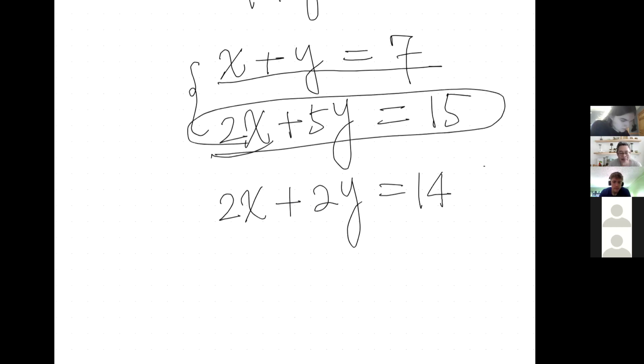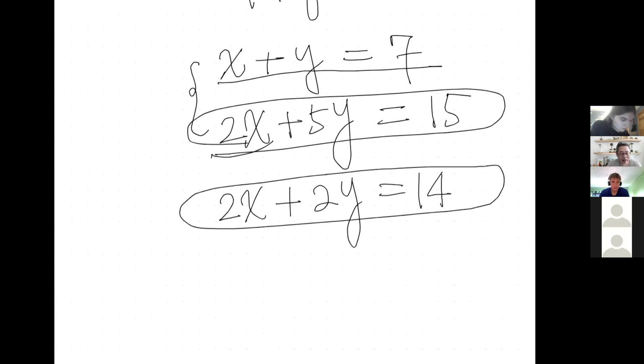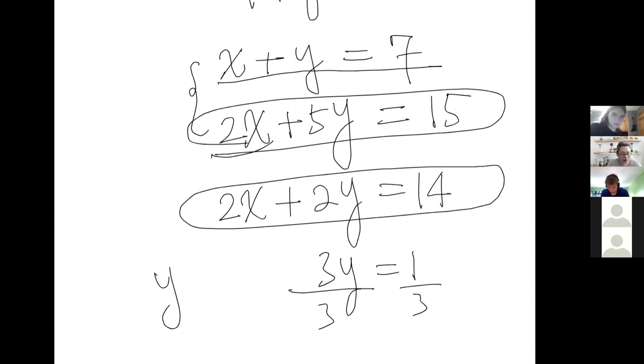2x minus 2x, we cancel x. 5y minus 2y is 3y. The other side, 15 minus 14 is 1. So again, we are using addition properties here to do that. That's why we can do it. And then, of course, we divide by 3 on both sides. Then y is 1/3. Okay, Jet, are we good here?